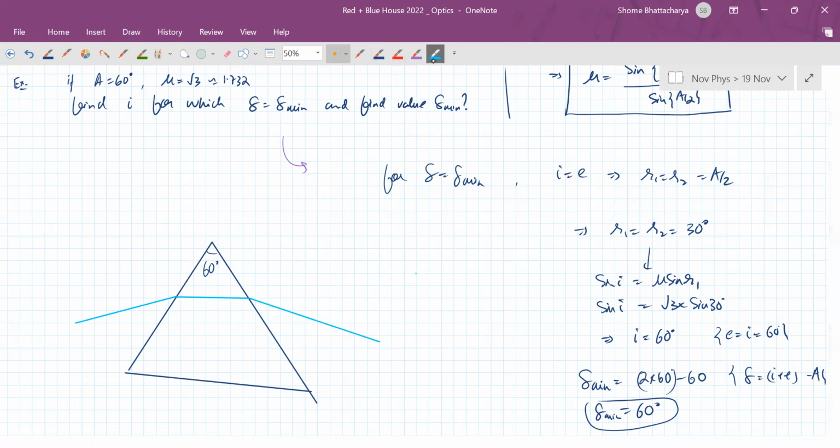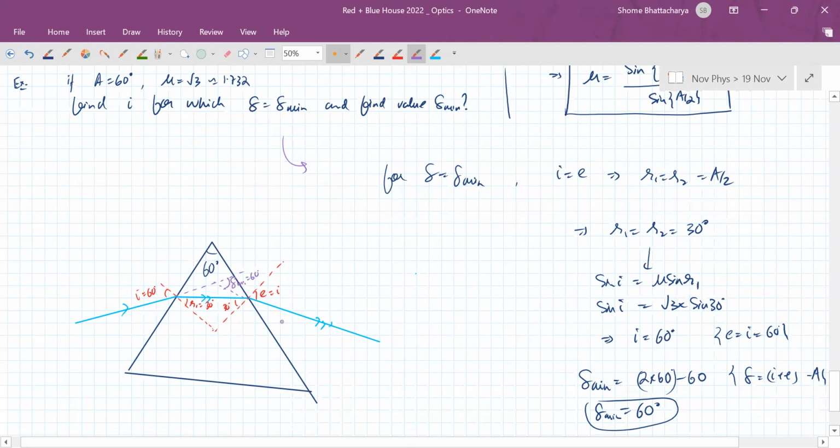And for that to happen in this particular case, what we are seeing is that I want the angle of incidence to be 60 degrees. So that this is what happens. That gives me, so this also comes out to be 30 degrees. And incidentally, I just get this net deviation also as 60 degrees. That's just because of the values being like this. It need not always be the case.